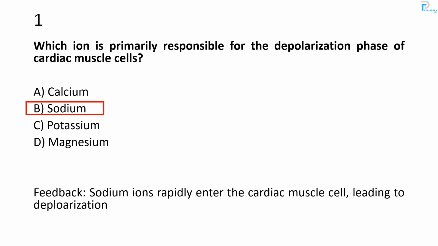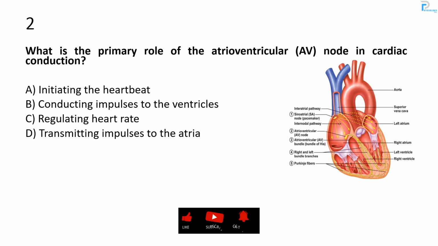So this action potential happens quite quickly, and that's why the depolarization phase is very fast in the contractile fibers of the heart. What is the primary role of the AV node in cardiac conduction? If we look at this figure, we see the conductive system of the heart. We see here the SA node where the impulse is generated. Then the impulse is conducted to the AV node, then to the AV bundle, then the bundle branches, right and left.